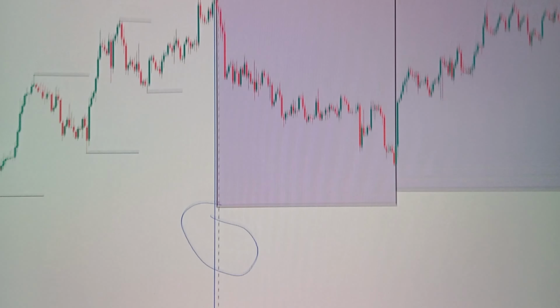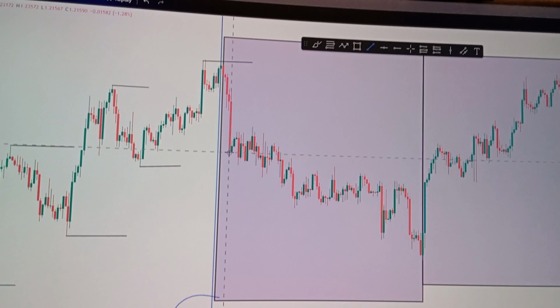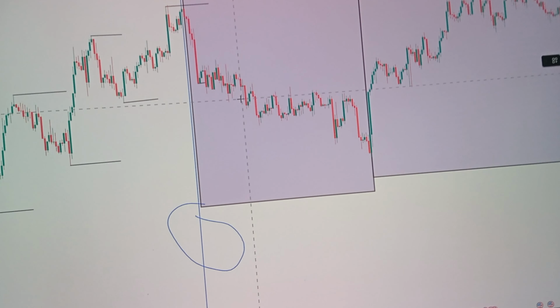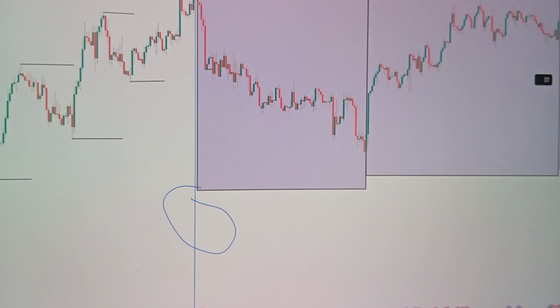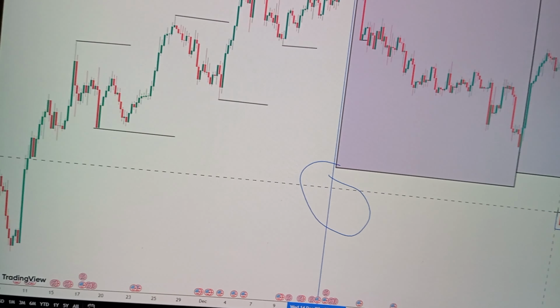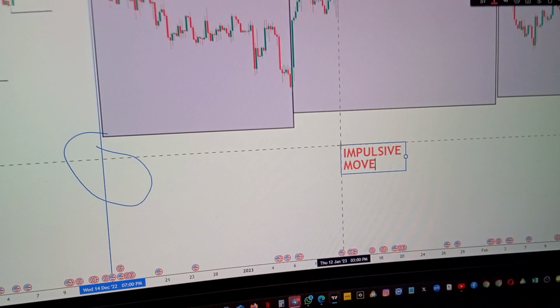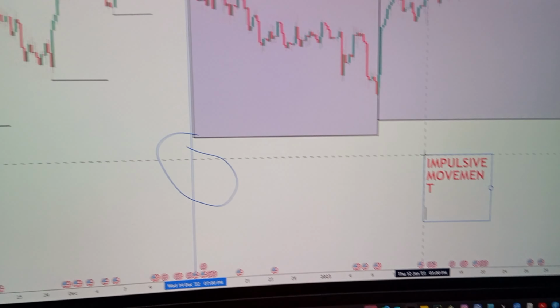This is the last high the market did. It came here and gave you this low. Okay, it's so tiny, it's hard. There's a name we call this. We have something we call impulse and correction in the market. We have impulsive movement, and then we have correctional movement.